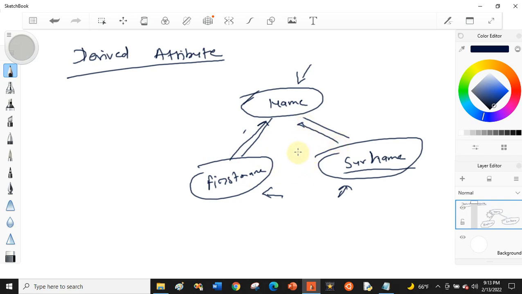So that's it for derived attributes, and that's it for entities. In this lecture we have learned what entities are, and in the next lecture I am going to tell you what relations are, and we will finish that.